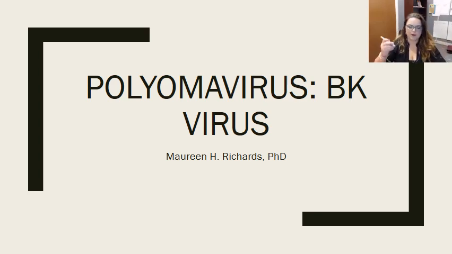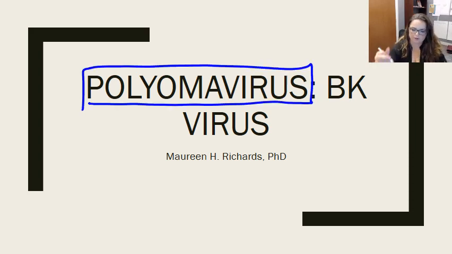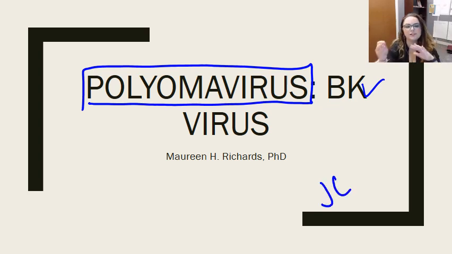All right, we're going to talk about another polyoma virus here. We're now going to talk about BK virus. BK virus should remind you of JC virus. JC virus we talked about in your multiple sclerosis case in your M1 year in the brain and behavior block.